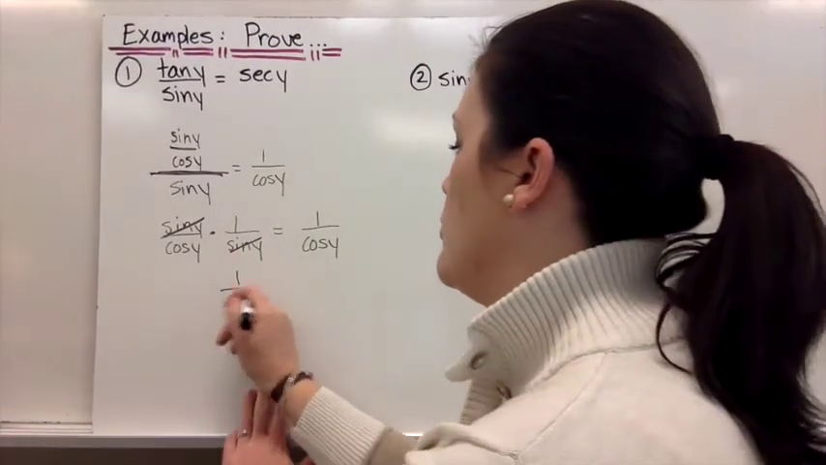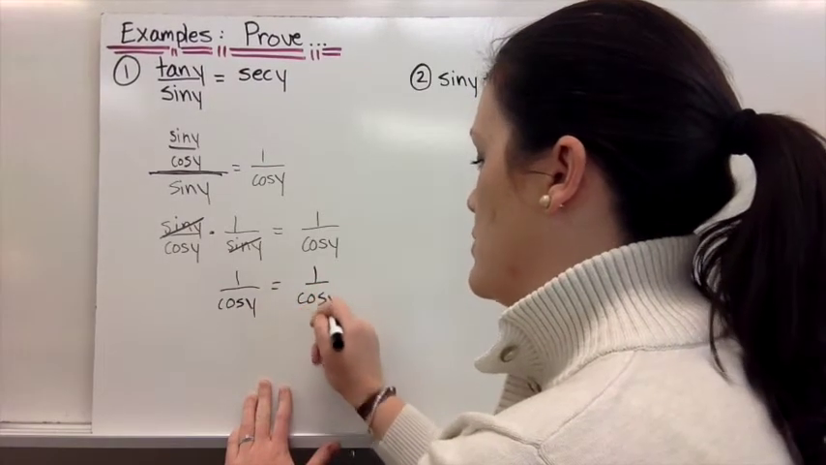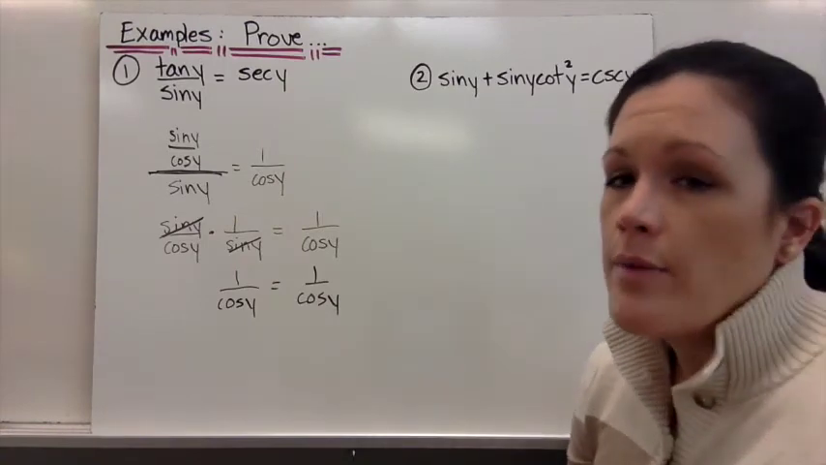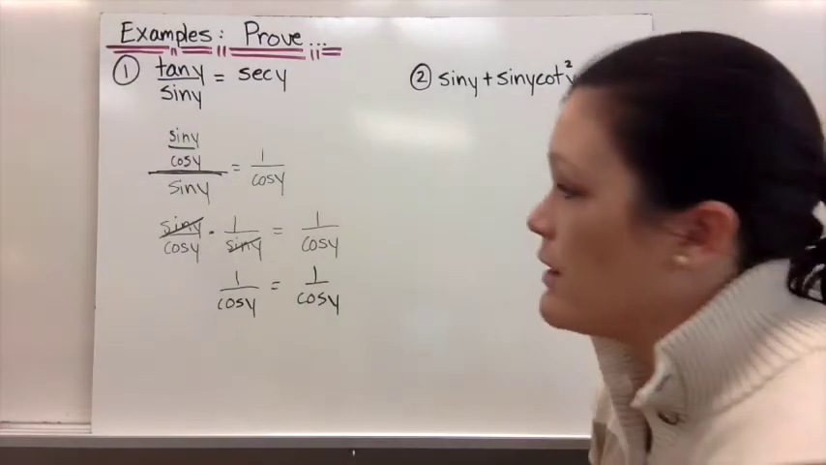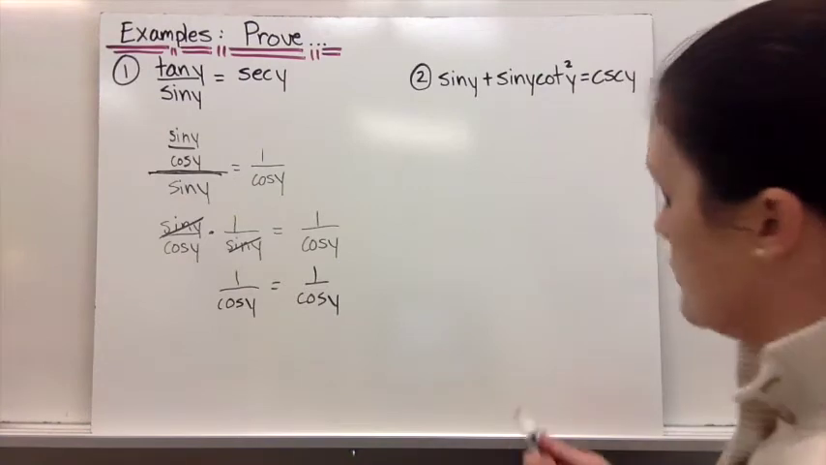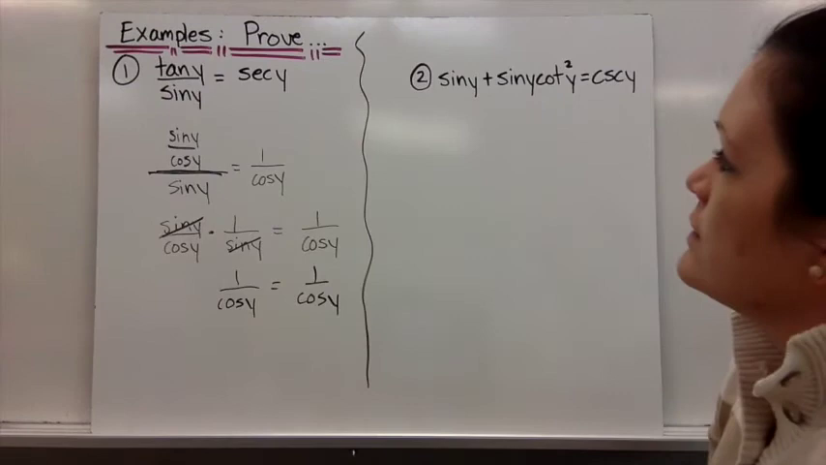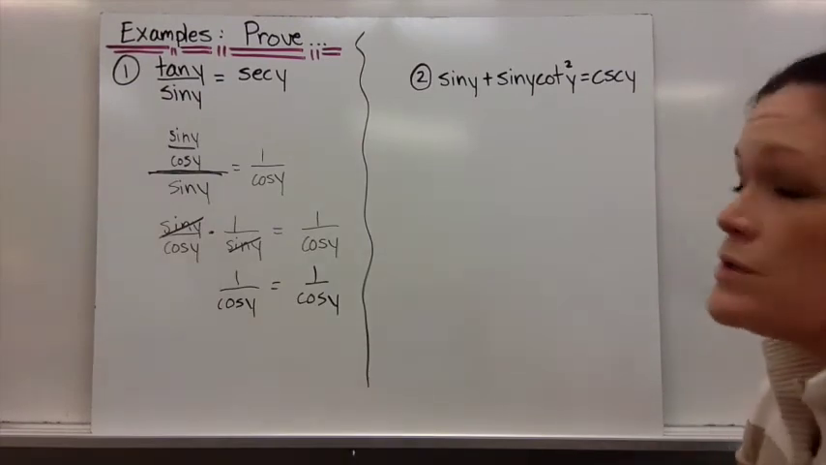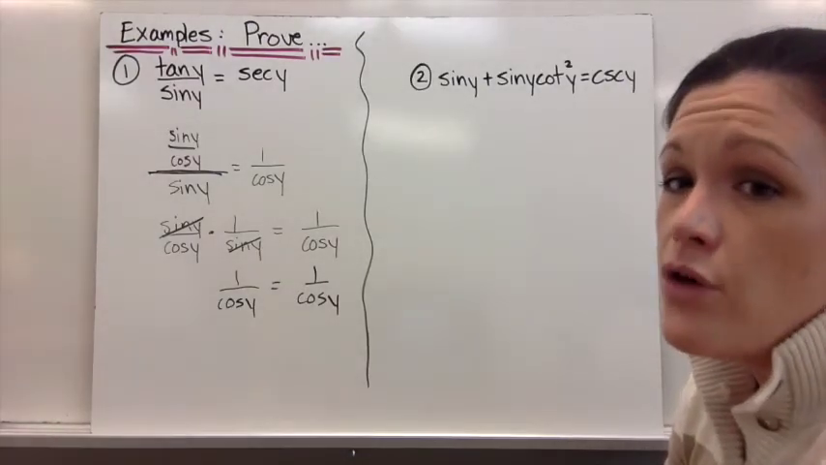And then you can see that 1 over the cosine of y is equal to 1 over the cosine of y. So we have proved that those two were equivalent by putting things in terms of sine and cosine and then using rules that we've always known in math. Like when you multiply and you divide by something, they would cancel out. So let's look over here at number 2. I'm going to draw a little boundary line. So we have sine of y plus sine of y cotangent squared y equals cosecant y. Now again, you're aiming to get things in terms of sine and cosine and go from there.